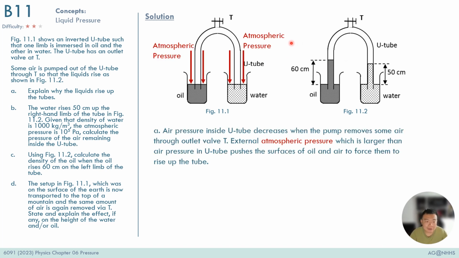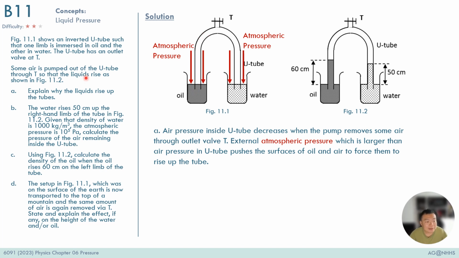Now, the reason for this is because as we pump out air from T, the inside air pressure, which started off at the same atmospheric pressure because it's air inside, this interior air pressure will decrease. The external atmospheric pressure is now bigger than the inside air pressure, and this presses down on the liquid, therefore pushing the liquid up the U-tube.